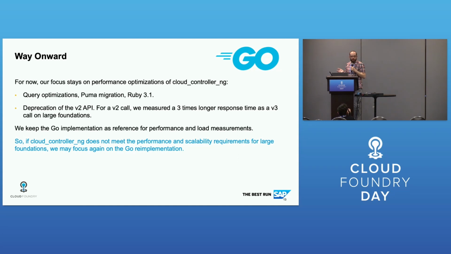Also, we will try to enforce the deprecation of v2, because for several v2 calls, the response time can be up to 3 times longer than for a corresponding v3 call. But we keep the Go implementation as a kind of reference for performance and load measurements. So if the classic cloud controller does not meet our performance and scalability requirements for very large foundations, and we cannot optimize any further, then we would be forced to continue with the Go re-implementation. So that's the statement we can make as of today.